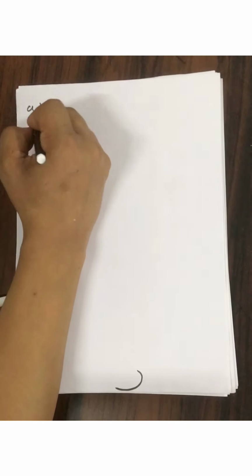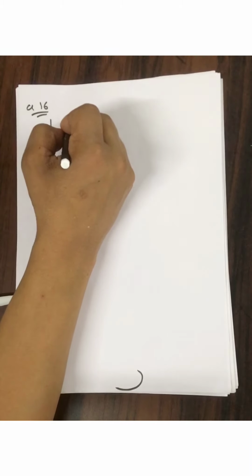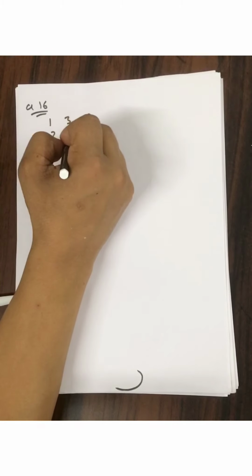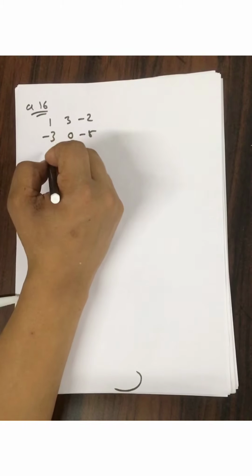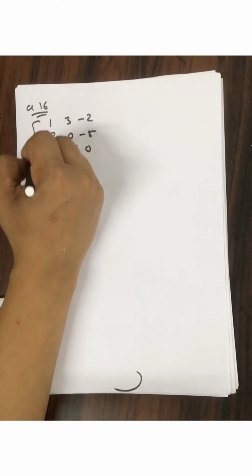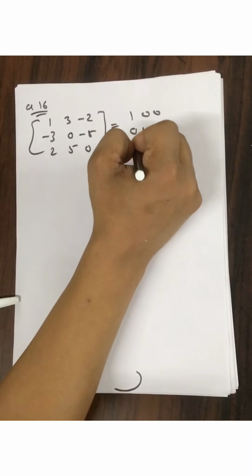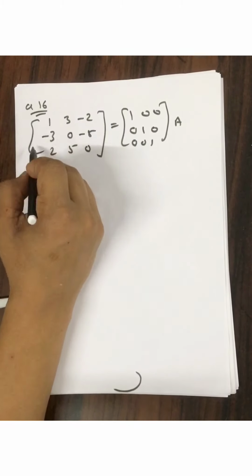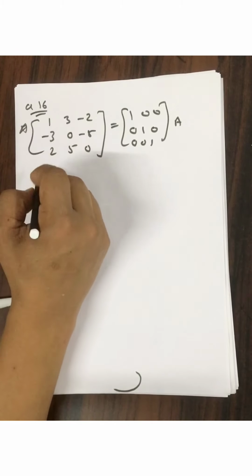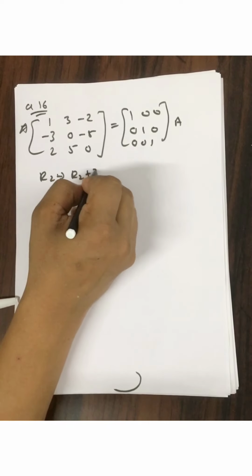Let's move on to question number 16. 16 is 1, 3 minus 2 minus 3, 0 minus 5 and 2, 5 and 0. We'll write the same 1, 0, 0, 0, 1, 0, 0, 0, 1 equals to A. Let's start. We start from this side, left hand side. So in R2, we can do what? R2 plus 3 R1.